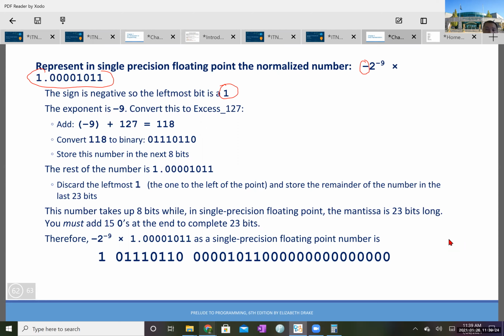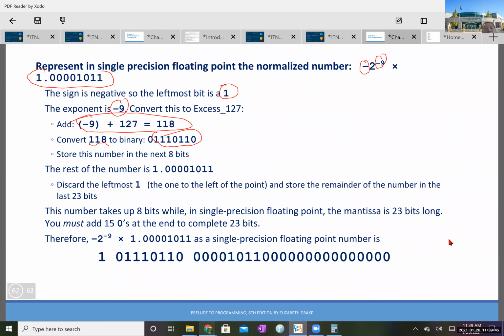The second one, you have -9 here. This one is the exponent, right? In the exponent, you have to work with the excess of 127. That's why you plug the -9 into 127, and you have 118 here. Now if you want to convert 118 to binary, you have this guy here.